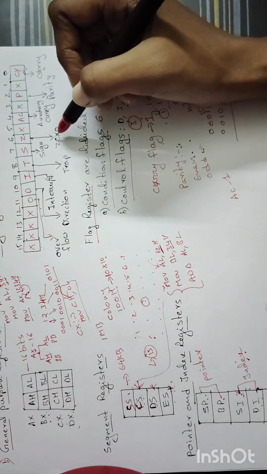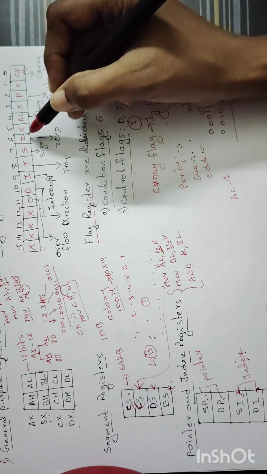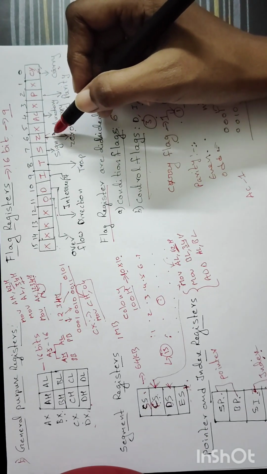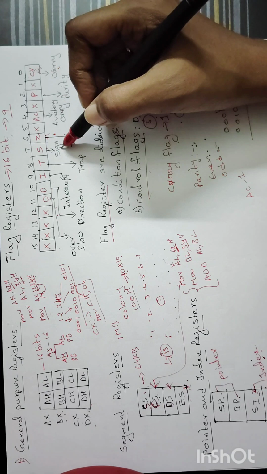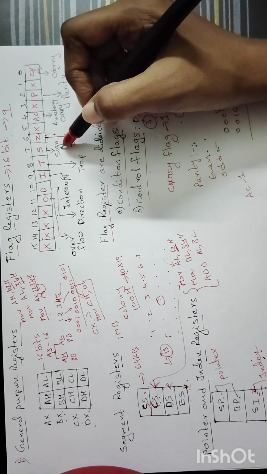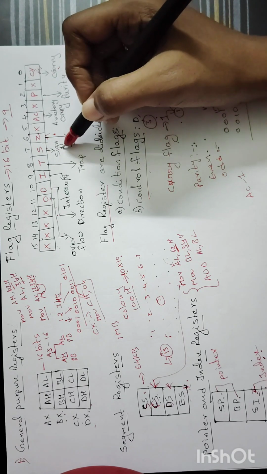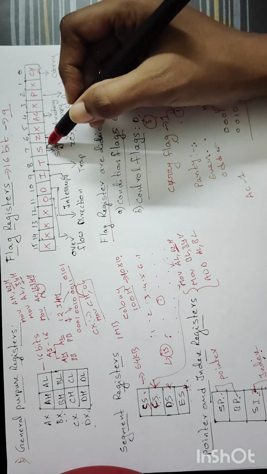Zero flag: for example, if the output of the ALU is 0, then the zero flag is set. Then the sign flag. Here the most significant bit indicates a positive or negative sign, and based on that bit, this flag is set.